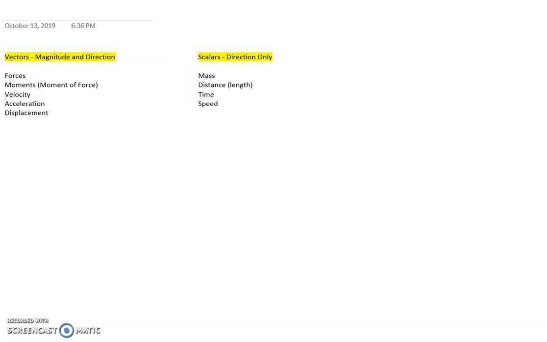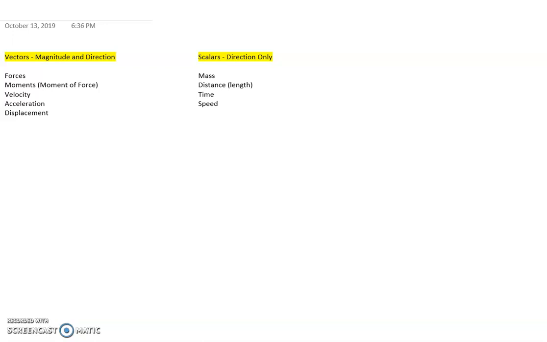Okay, so when we're talking about a vector, it means that it's a quantity or a variable that has magnitude, meaning a number attached to it or how big it is, right? So it's got a number, like a magnitude, but it also has a direction.